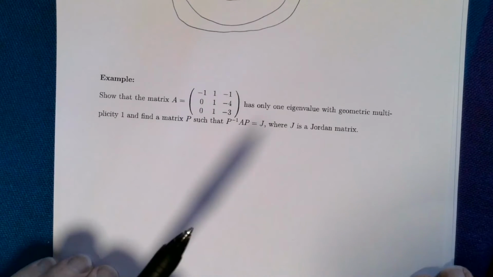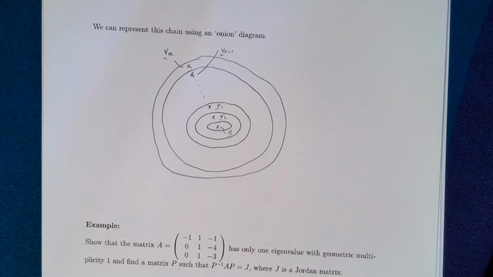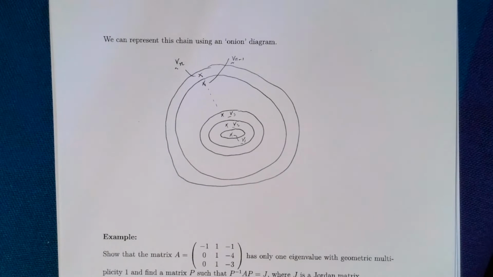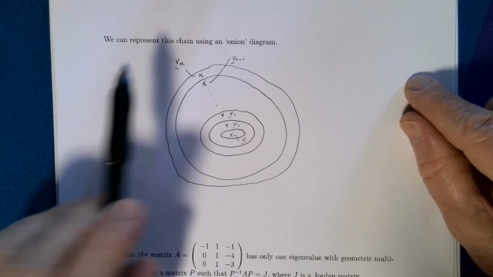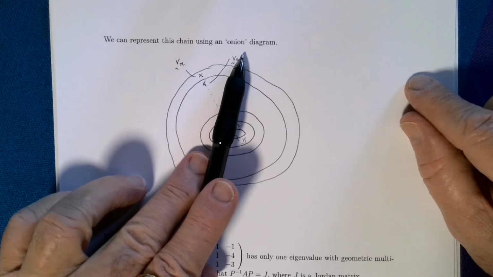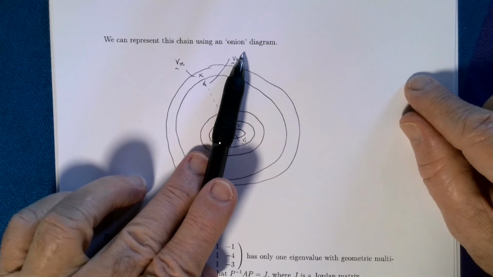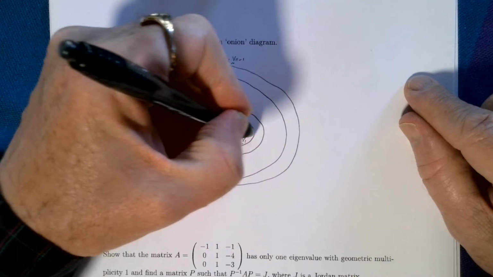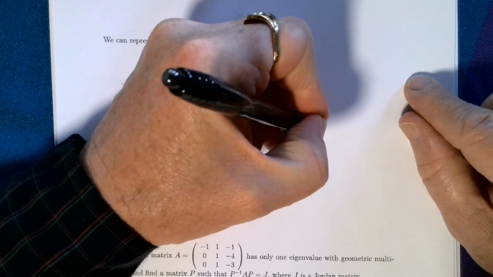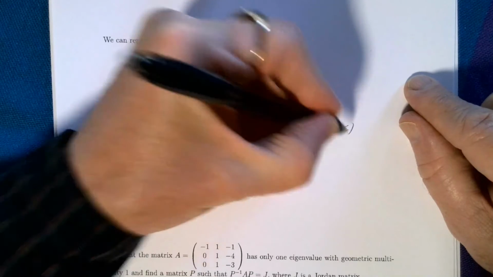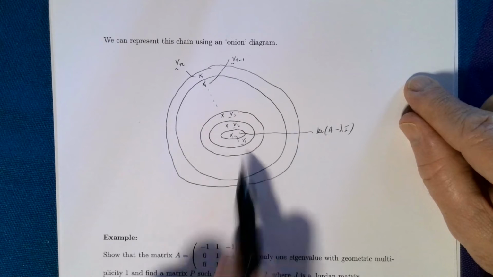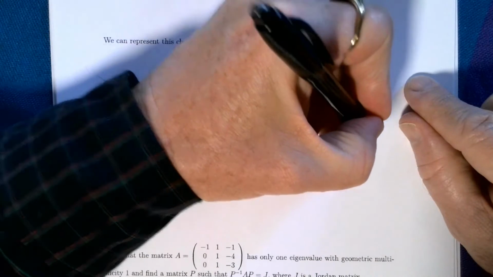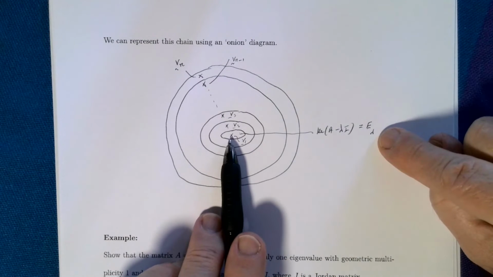Now we can represent this. I like using this thing called an onion diagram. Not sure it's used a lot in books, but I like the idea, and we'll see later it's quite a useful little analogy. So we're looking at this innermost kernel here, this set in here, this is the kernel of A minus lambda I. So that's the eigenspace of lambda of the matrix A.